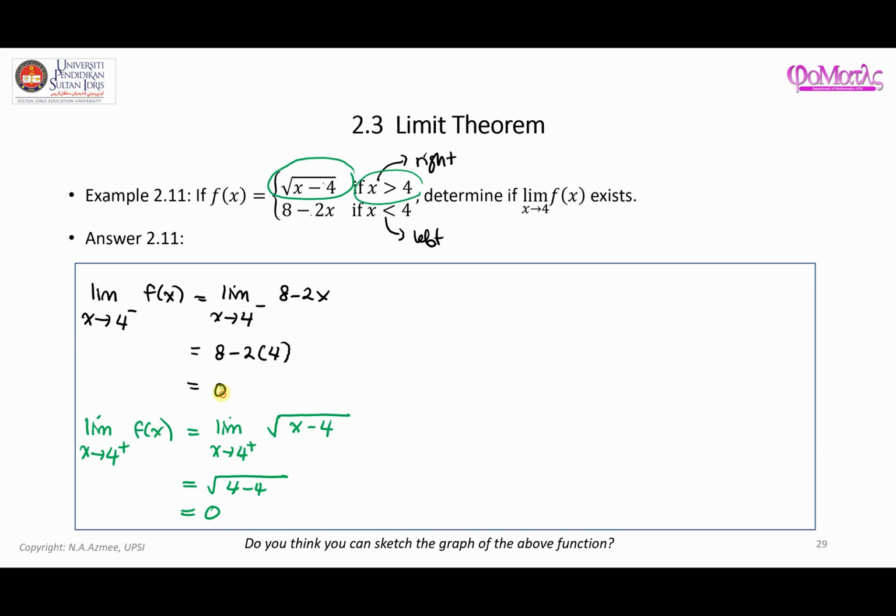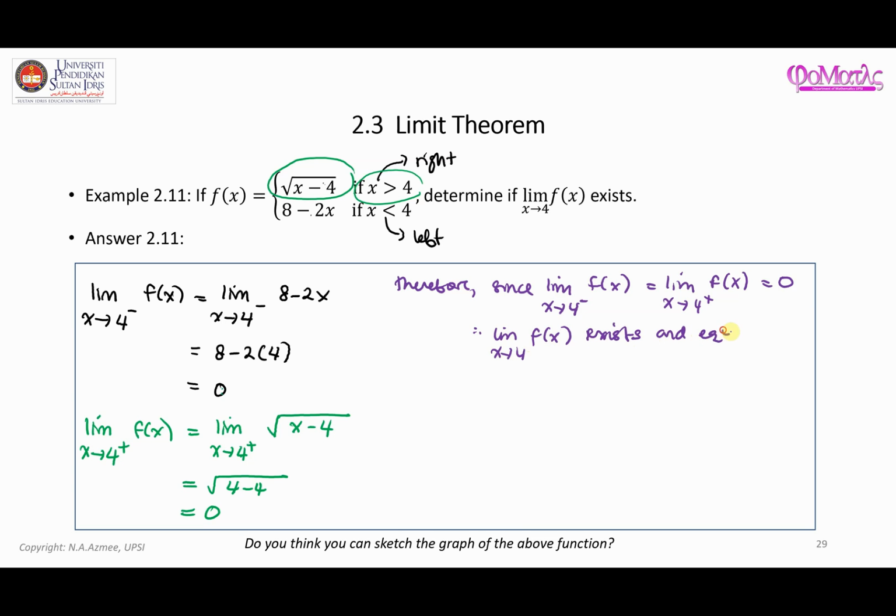Now, because the left hand limit and the right hand limit are equal, therefore, since the limit as x approaches 4 from the left is equal to the limit as x approaches 4 from the right direction, which is equal to 0, the limit as x approaches 4 of f(x) exists and equals 0. Okay, so that would be the answer to this example here.